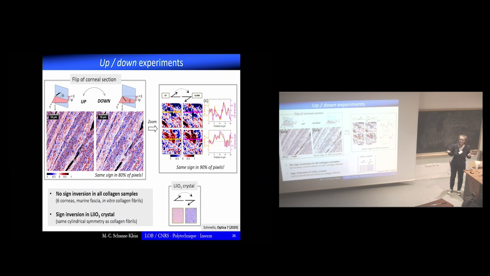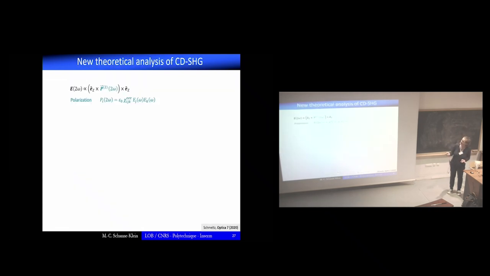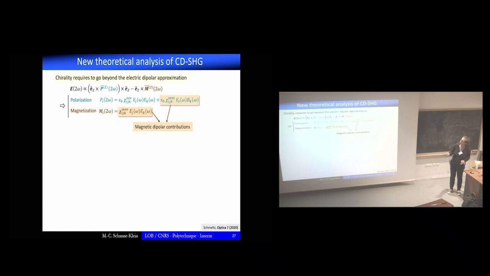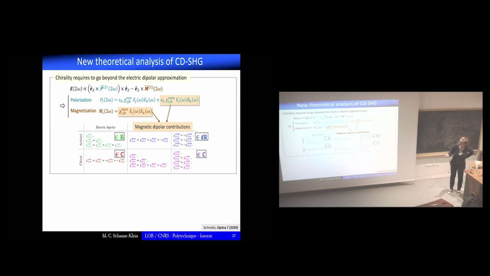So we thought about the theoretical analysis, and we realized that this theoretical analysis had been done in the electric dipolar approximation, while we know that optical activity in linear optics requires going beyond this electric dipolar approximation. So it means that here we have to add a magnetic dipolar contribution and also electric quadrupolar, but I dropped it. So when we do that, we have new tensors. These two new tensors here.